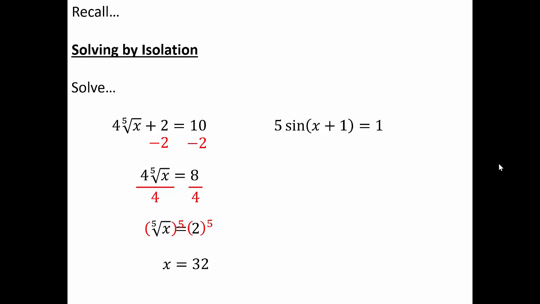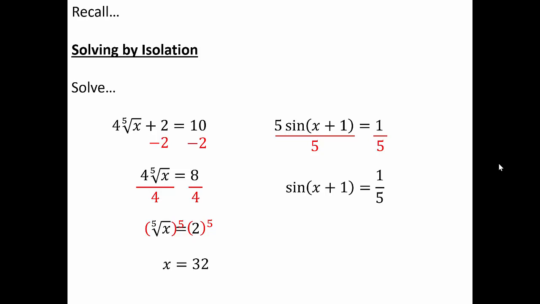Looking at this second problem, pay attention to the parentheses. Because of the parentheses, I'm not going to start with getting rid of the plus 1. I'm going to start with the outer operation. In this case, it's not the plus 1 that's the outermost operation, it's the times 5. So I'll divide both sides by 5. I get sine of (x plus 1) equals 1/5.